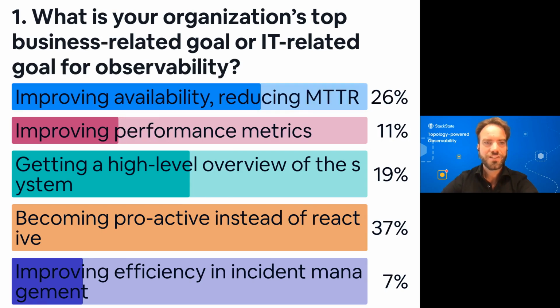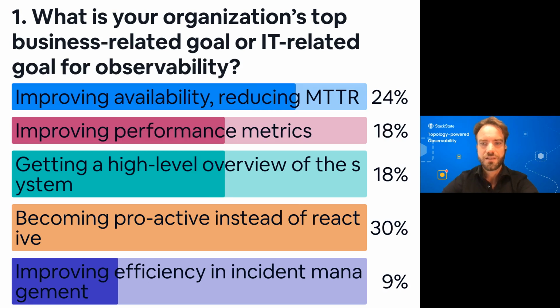And that's an interesting answer. Improving availability, reducing MTTR is leading. Becoming proactive is second, sharing first place. Here we go, some more updates. Still the same.